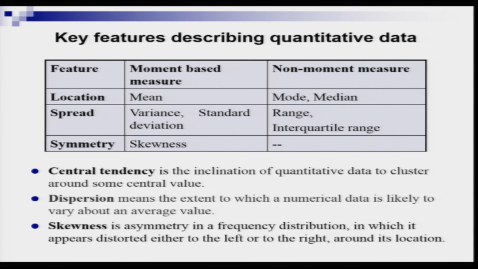Now, here comes the last feature in which we are interested, and that is the symmetry feature of the data. In statistics, statisticians talk about symmetry of data through the term skewness. Now, what is skewness? Skewness is the asymmetry in a frequency distribution in which it appears a bit distorted either to the left or to the right around its location. Again, only a moment based measure is available, which is called the skewness measure.